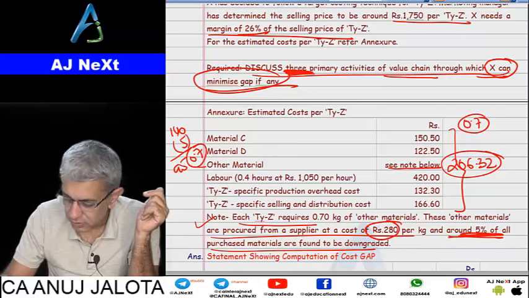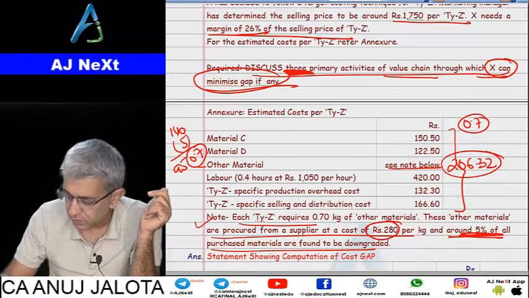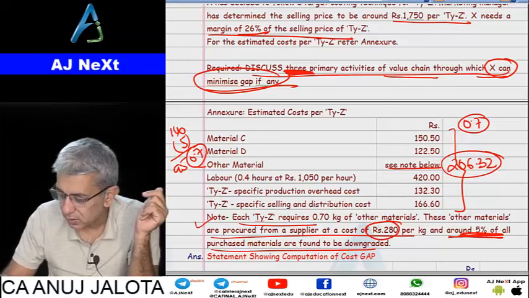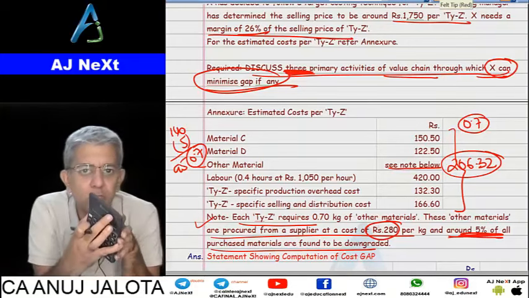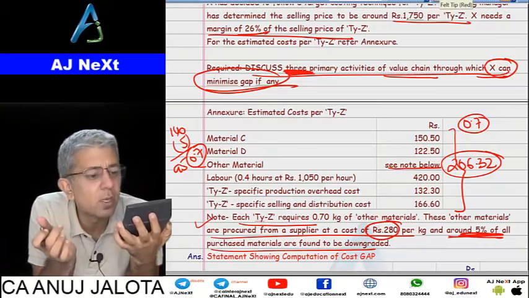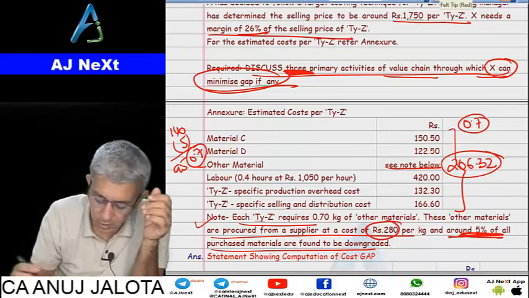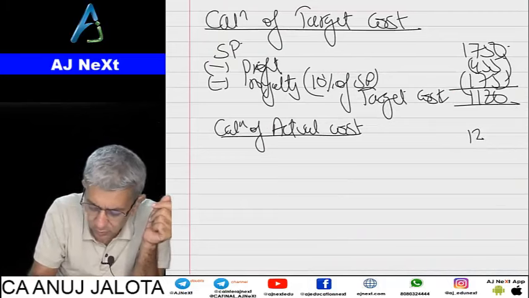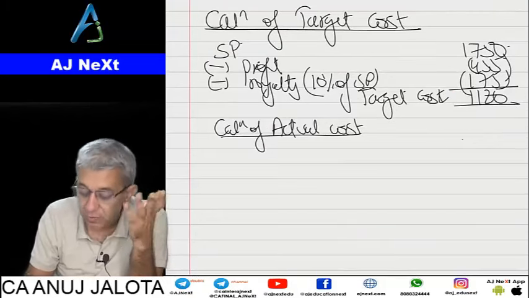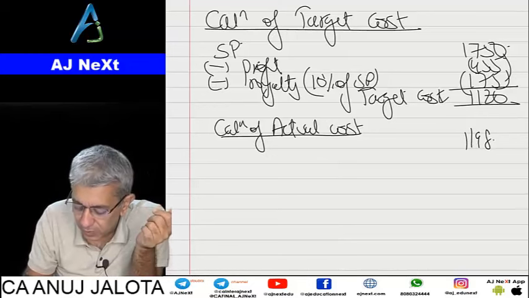Plus 260.32 plus 420 plus 132.3 plus 166.6. So this comes to 1198.22. This should be the figure that you all should be getting. 1198.22. Okay. One sec, I'll write it down over here. So your actual cost just now, obviously excluding royalty, is 1198.22.